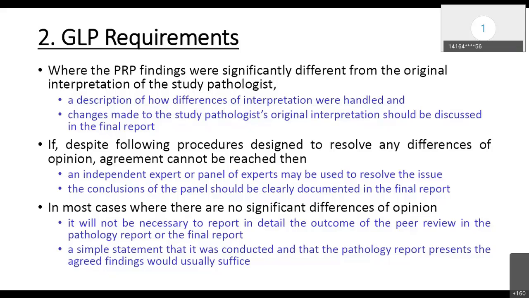If the differences still remain, and study pathologists and peer review pathologists have not achieved an agreement, then an independent expert or panel of experts should be appointed to resolve the issue, and the conclusion of the panel should be clearly documented in the final report. I have one picture to describe how such differences are to be addressed. It will be on slide number 20. I will explain there also.